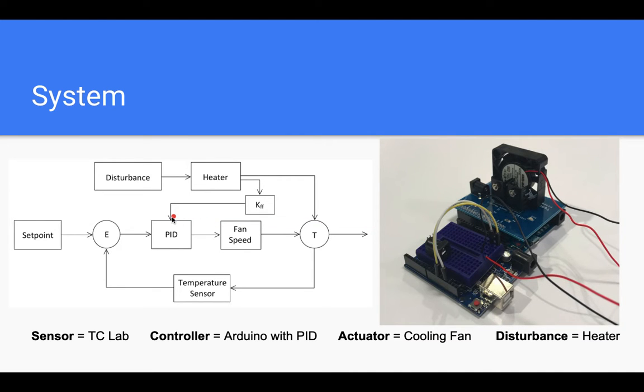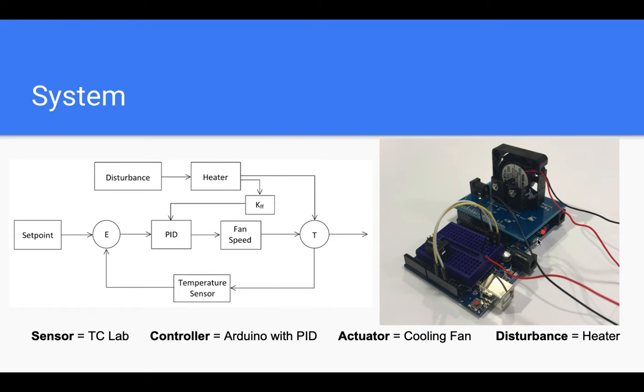So here you can see a block diagram of our system. Here, a set point is passed in, and an error is calculated from the difference between our set point temperature and the temperature reading from our temperature sensor. This error is passed into a PID controller right here, which outputs a fan speed, which in turn affects the temperature. There's also a disturbance from the heater value here that also affects temperature. However, we're going to correct for that using a feed-forward element that will also be accounted for in our PID controller.